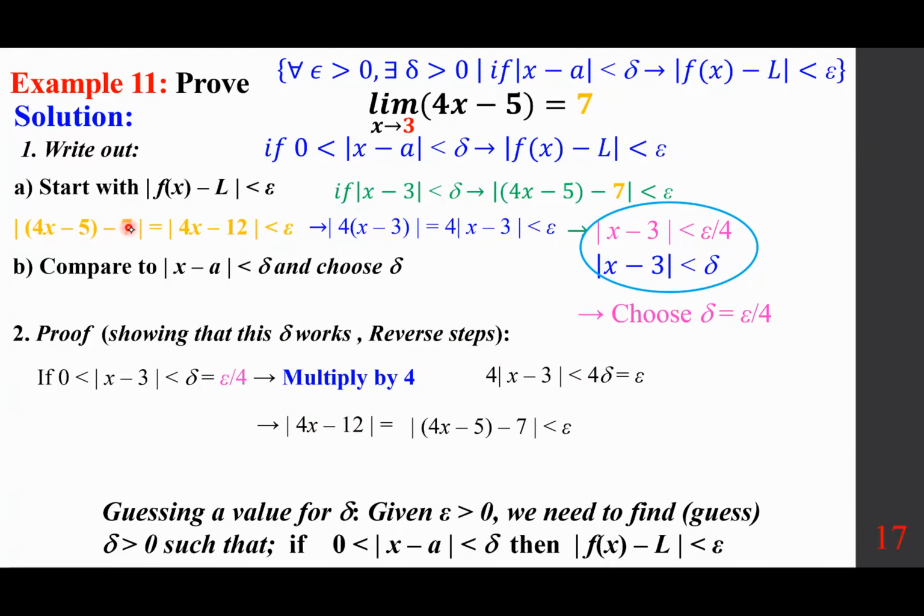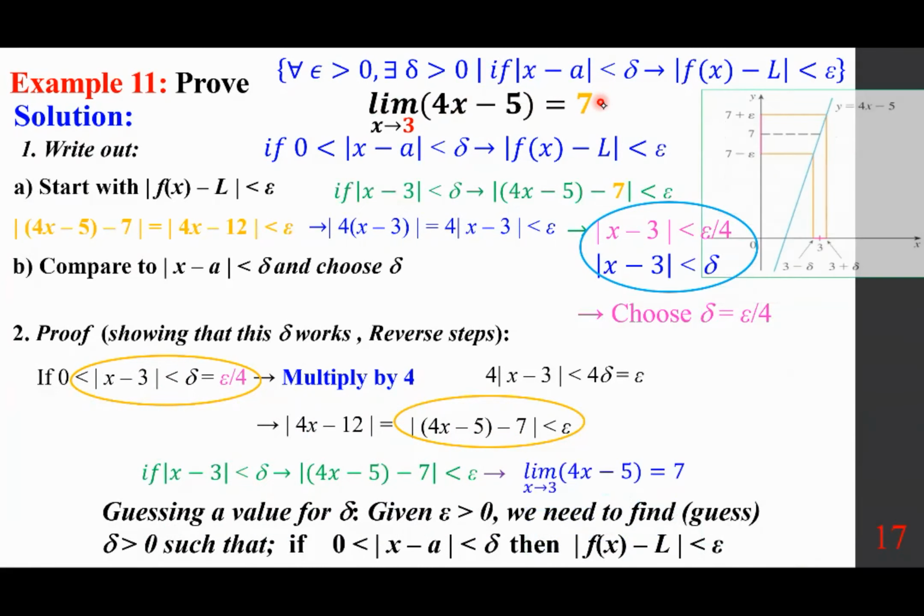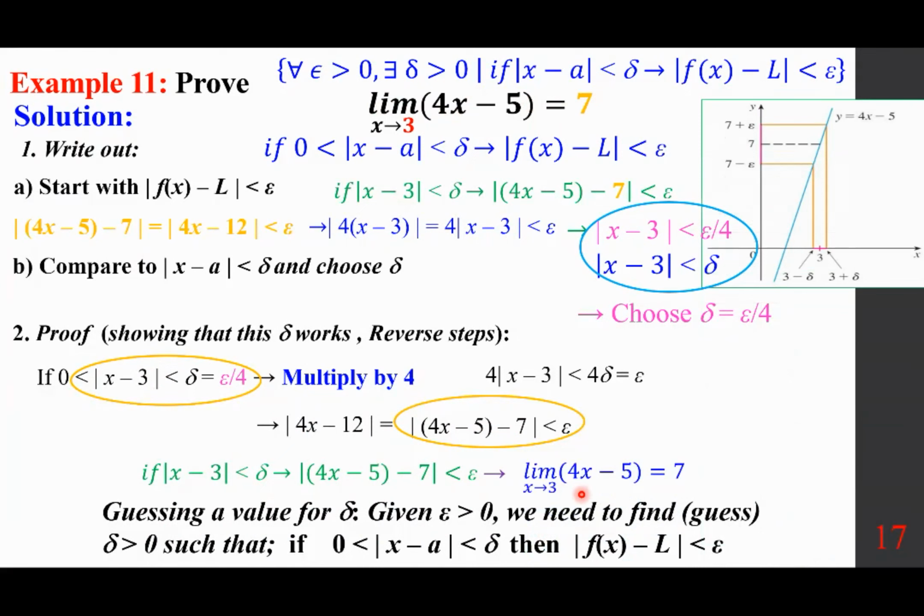And so, what does it mean? When we put these two together, from the definition here or here, if this, then that. So if the absolute value of x minus 3 is less than delta, then the absolute value of 4x minus 5 minus 7 is less than epsilon, and that's the precise definition of a limit. That means, therefore, this works, and the limit of 4x minus 5 as x approaches 3 equals 7.